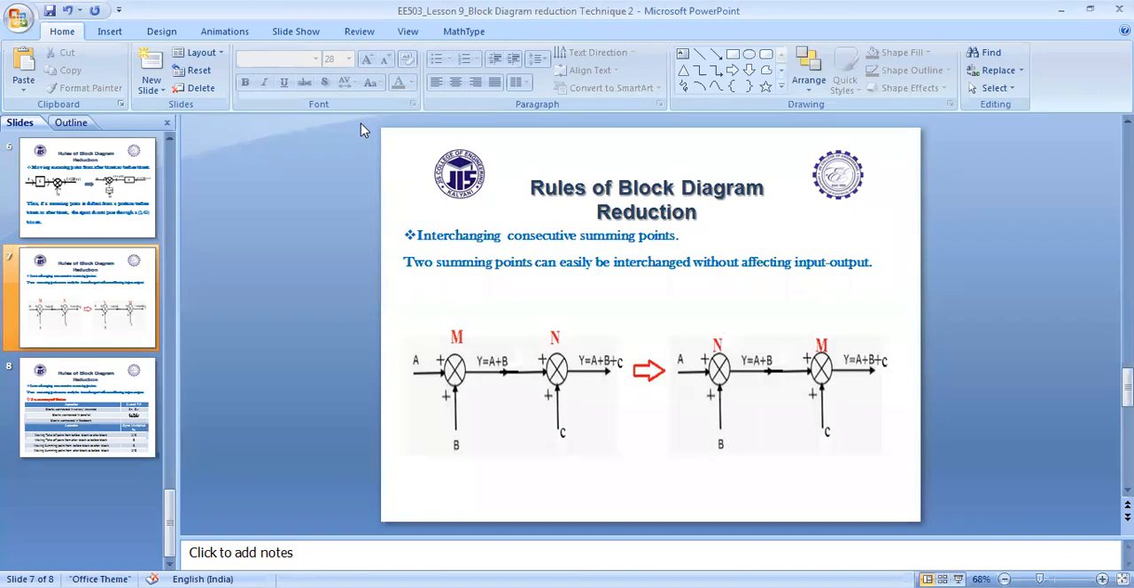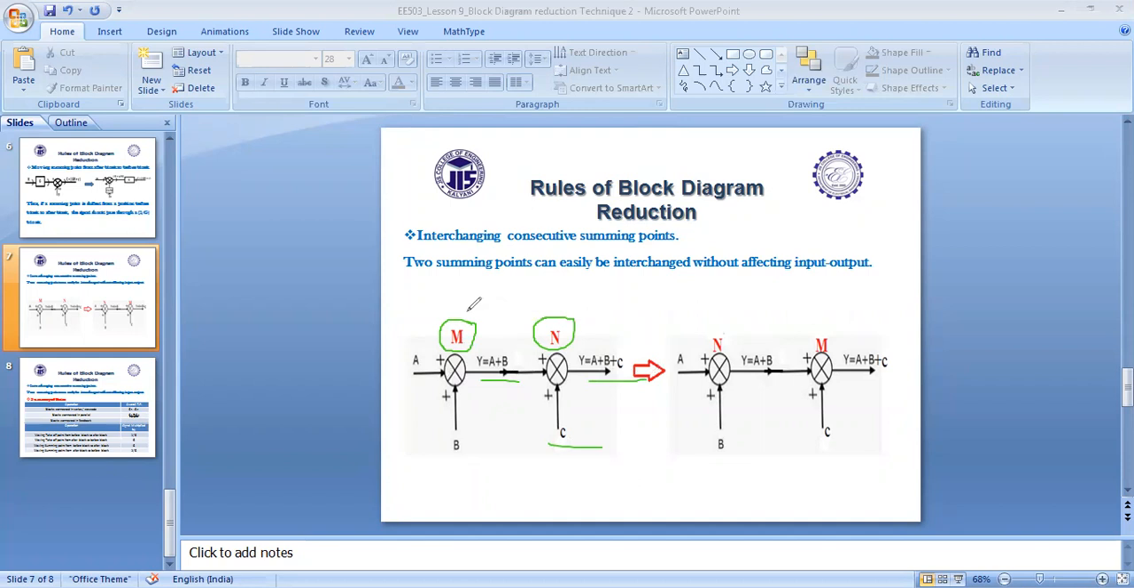For example, suppose M is one summing point, N is another summing point. A and B are the two inputs of the first summing point, and the output of the first summing point and C are the inputs of the other summing point. So the final output is y equals a plus b plus c.